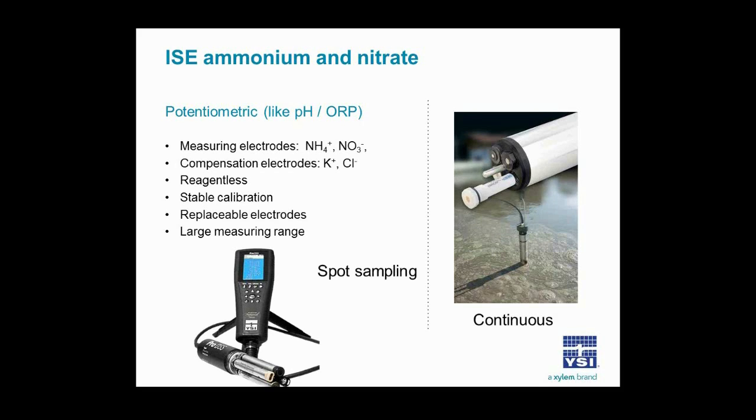This is also possible with a spot sampling instrument. The digital sampling system shown in this picture then also can be outfitted with ammonium, nitrate, and even DO probes to measure those parameters simultaneously.